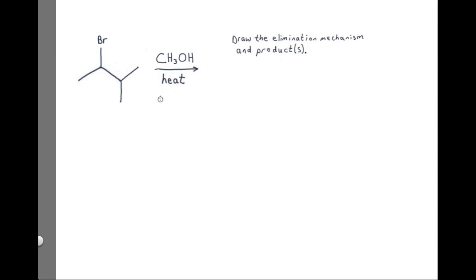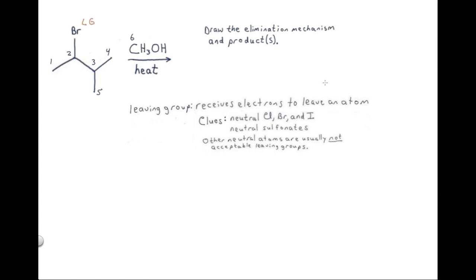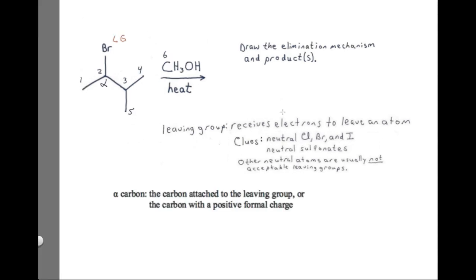Let's start now by numbering all the carbons, including this one. Now, let's identify the roles that atoms will play. We identify this neutral bromine as our leaving group. So then carbon 2 is our alpha carbon because it's attached to the leaving group, and we notice that carbon 2 is a secondary alpha carbon because it's attached to two carbon chains, carbon 1 and carbon 3.